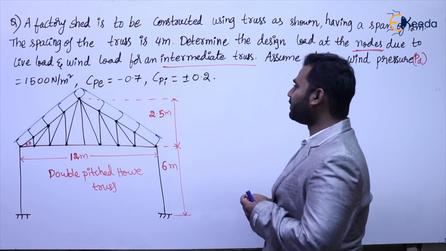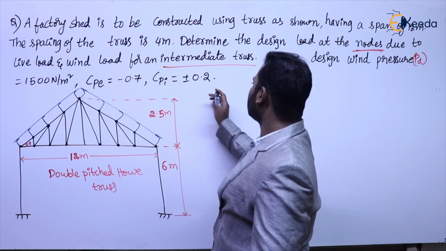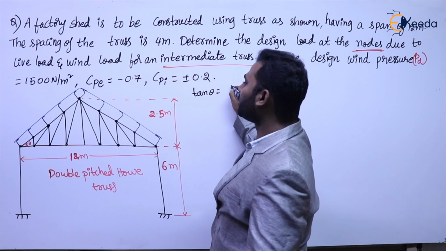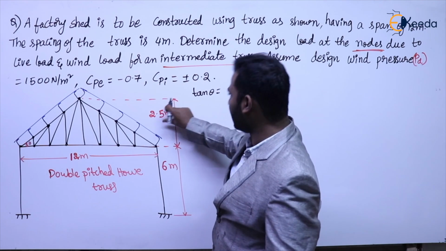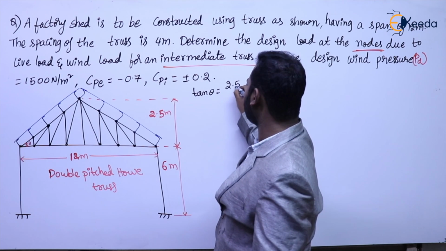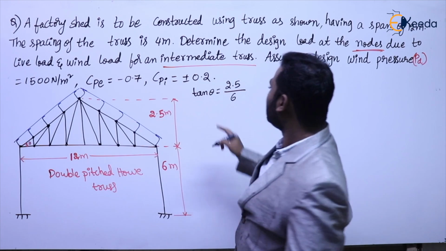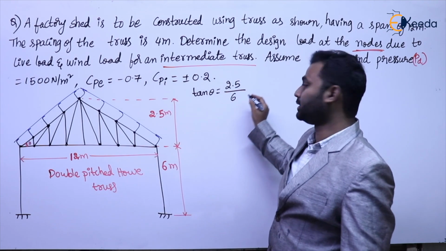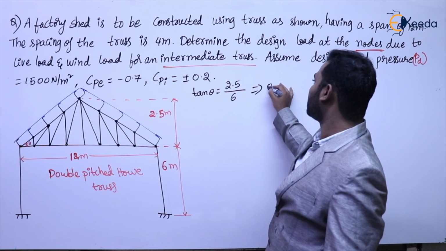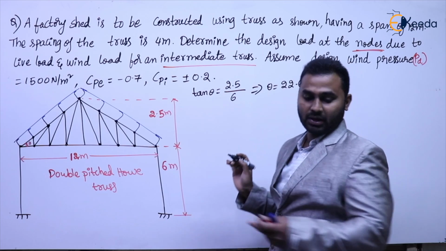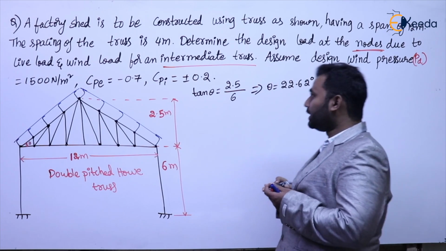To find theta, we make use of tan theta. As we know, tan theta is opposite over adjacent. What is opposite here? The rise, 2.5, upon half of the span, that is 6. Clear everyone? So tan theta is equal to 2.5 upon 6. Upon simplifying, we get theta as 22.62 degrees.